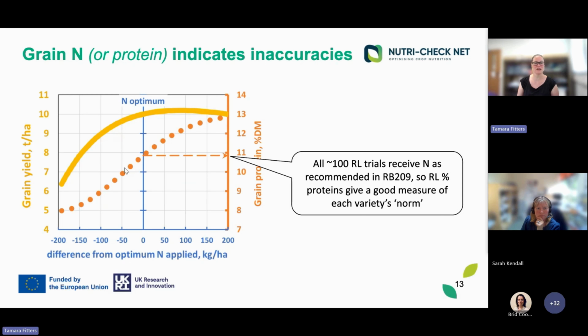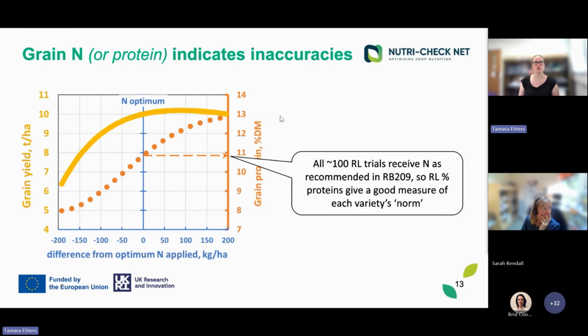And when you look at the RL trials, you can see that this is sort of the normal distribution that all those varieties have. So if you want to look at the variety you've got and see where it's at compared to the norm, then you can compare it to the RL trials, which gives you a very good indication whether you're above or below the sort of norm for that variety.